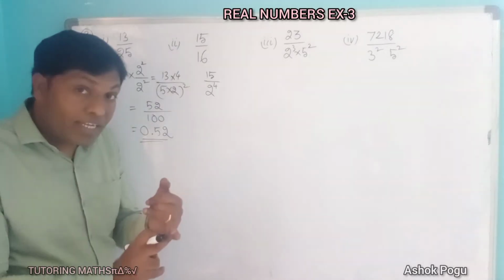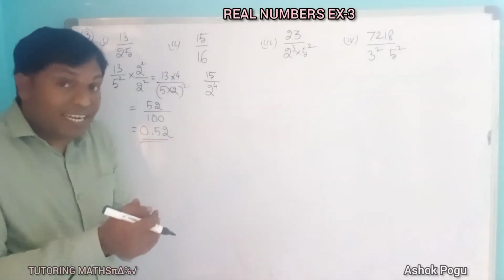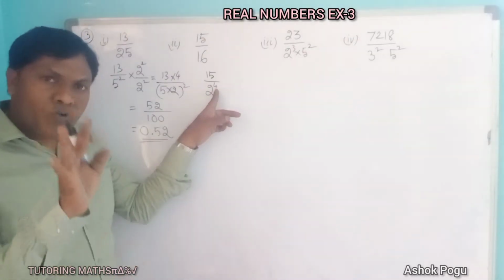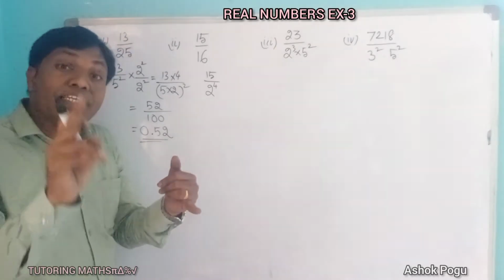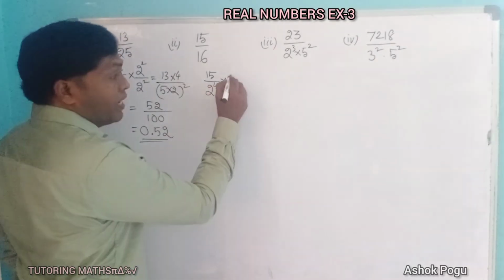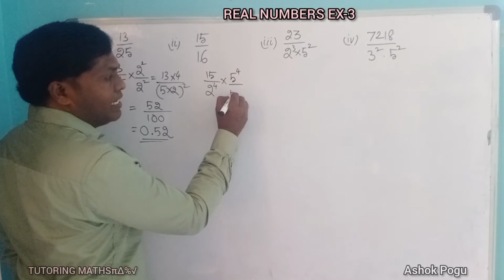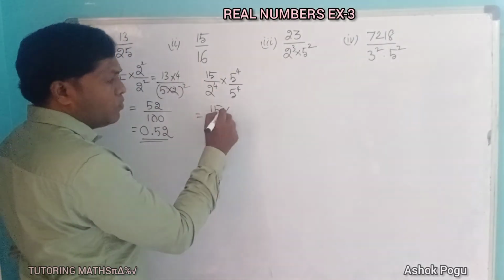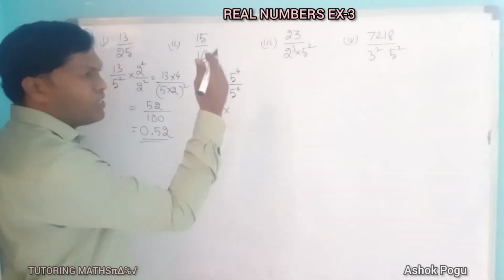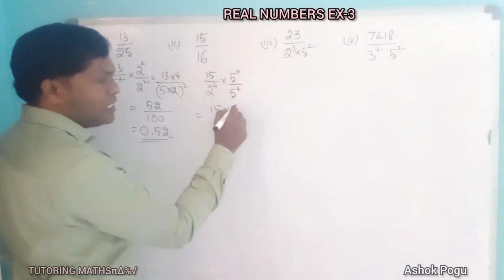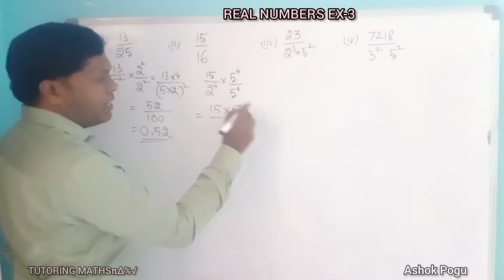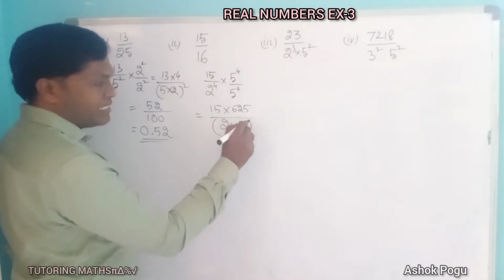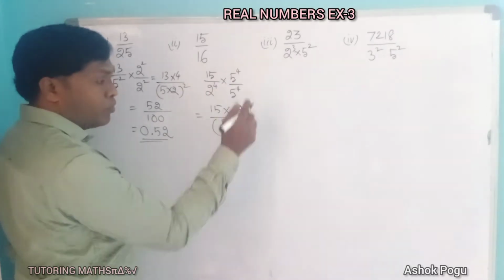Now we require 5 to get decimal fraction. 2 5s are 10. 2 should be multiplied by 5. But what is the exponent of the denominator? 4. So the same exponent you should take with 5. So multiply and divide by 5 power 4. Now you get 15 into 5 to the power of 4 over 2 to the power 4 into 5 to the power 4. 5 5s are 25, 5 25s are 125, 5 125s are 625. When the exponents are equal, you can multiply the bases, because equal exponents.